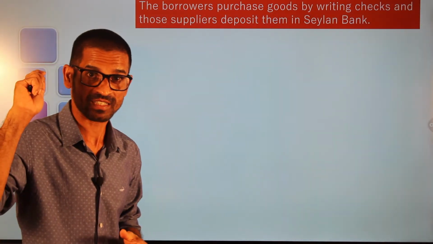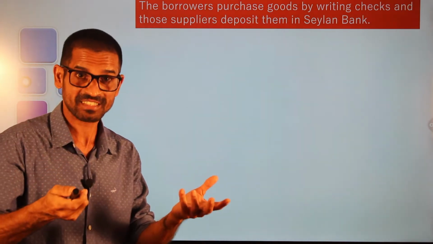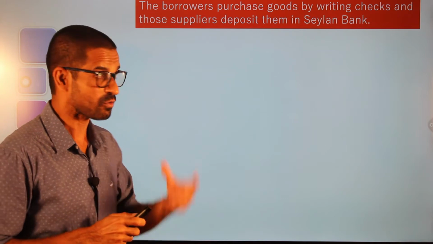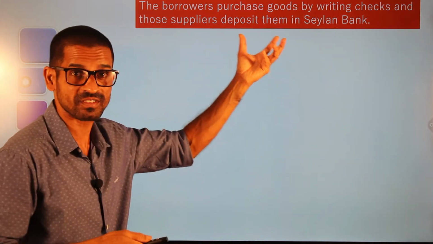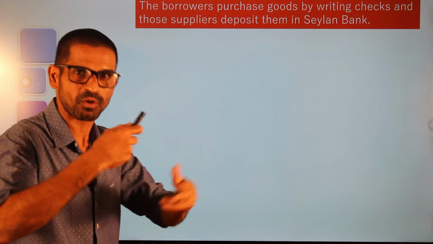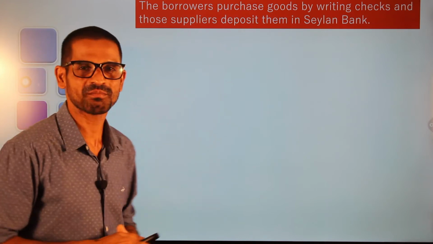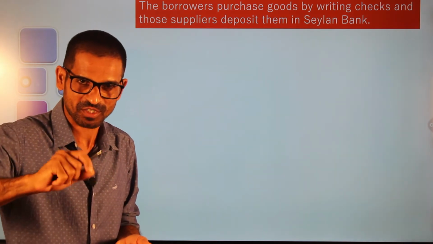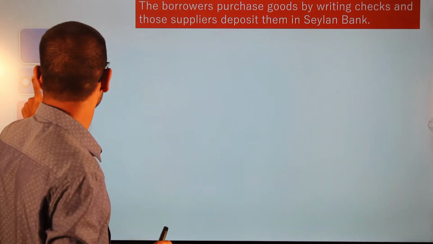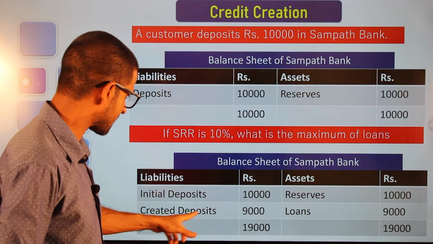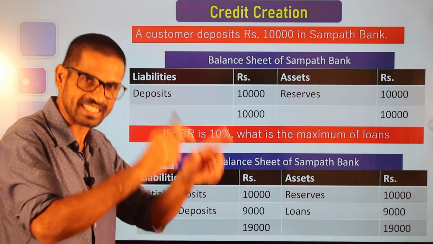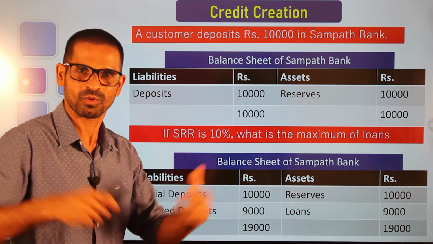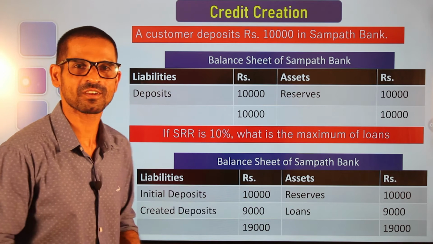Those borrowers of the 9,000 loan engage in transactions by writing checks, right? So now we assume the suppliers of those goods deposit those checks in Ceylon Bank. So what will happen? Whenever those customers write checks, this created deposit of 9,000 will decrease. Once all the checkbooks are over, this deposit will be zero.